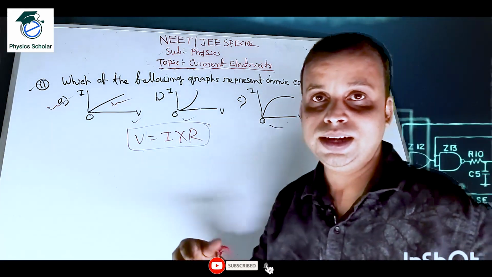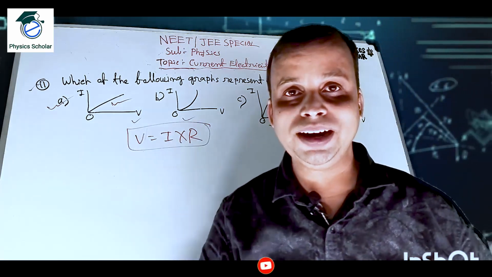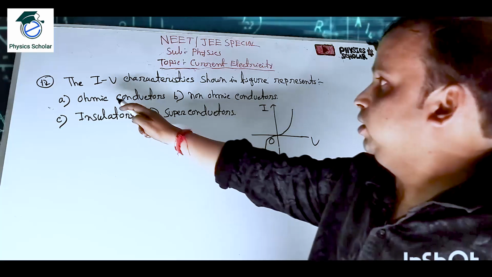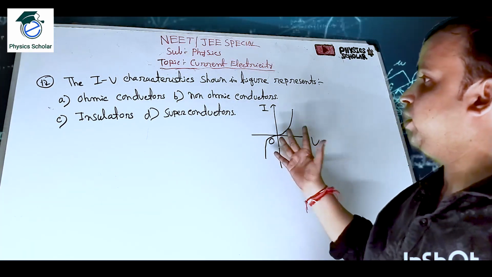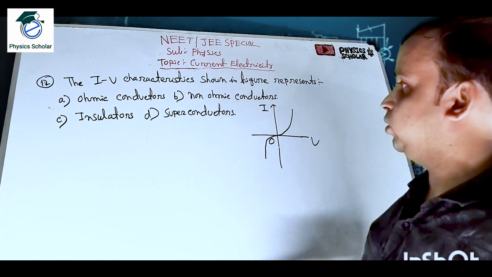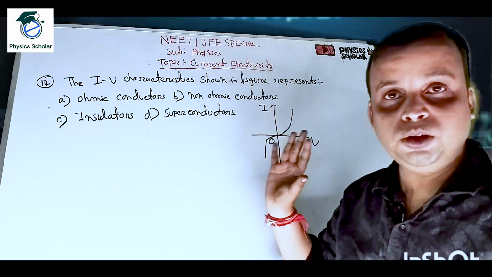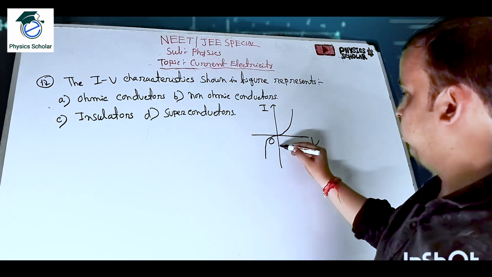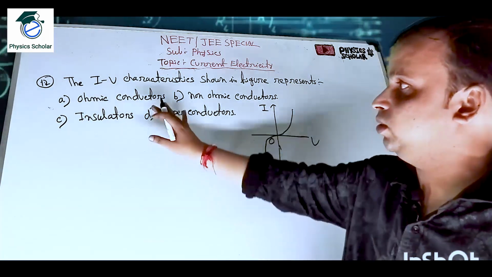Now students, I hope you have understood this. So now let us move to problem number 12. The VI characteristic is given. It will represent what: ohmic conductor, non-ohmic conductor, insulator or superconductor? Out of the 4, which option will be correct with respect to this figure? An ohmic conductor will be a straight line, but this is not a straight line, so that option is not correct.